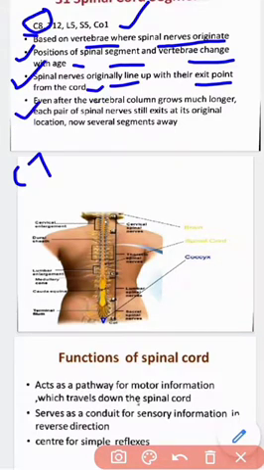Even after the vertebral column grows much longer, each pair of spinal nerves still exits at its original location, now several segments away.